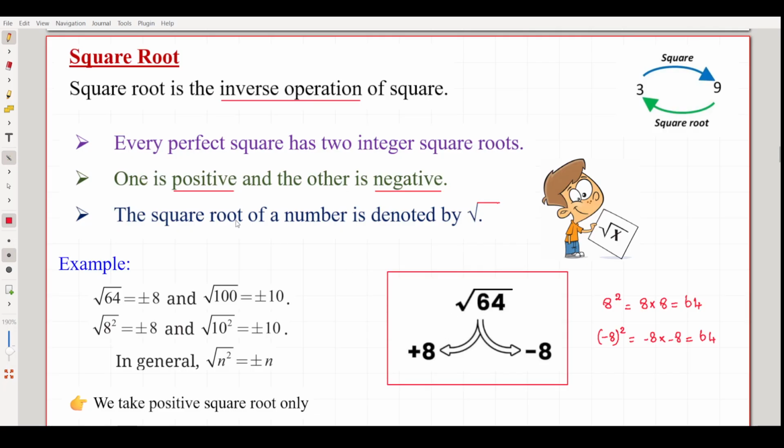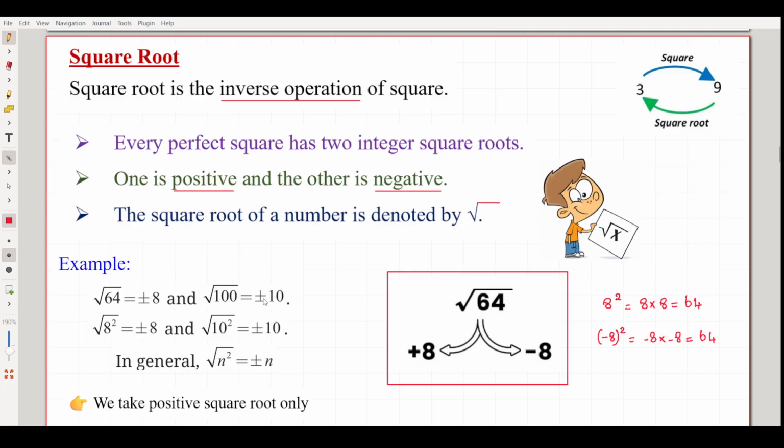Up to 8th standard we will go with only positive square roots. We will not take the negative values. So we take the positive square root only in grade 8. When you come to 9th and 10th, you will use both plus and minus. Here, the square root of 64 is plus or minus 8.